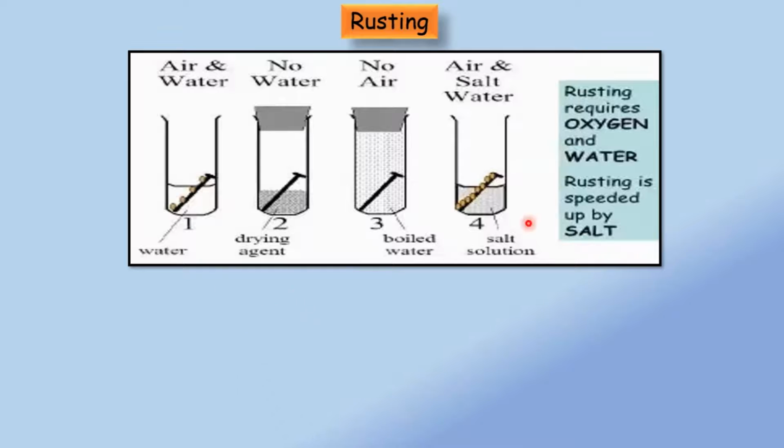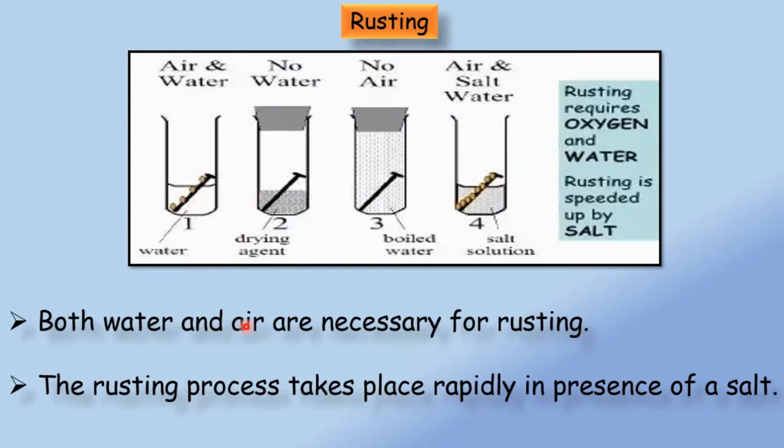You can see the nails in the test tube 2 and 3 remain unrusted because in the second test tube there is air and there is no water, and in the third test tube there is only water, no air. So from this we can conclude that both water and air are necessary for the rusting process.